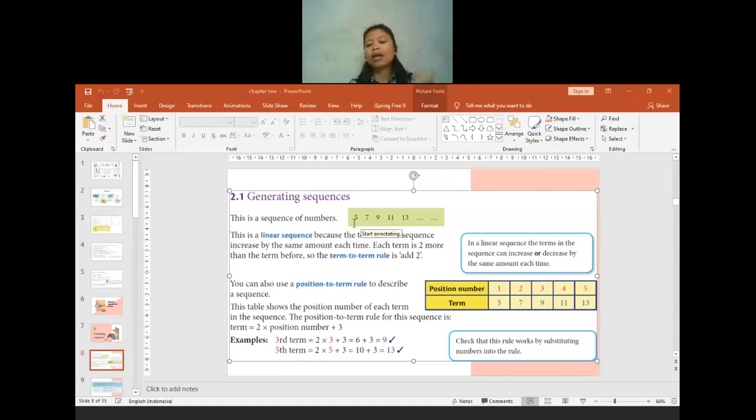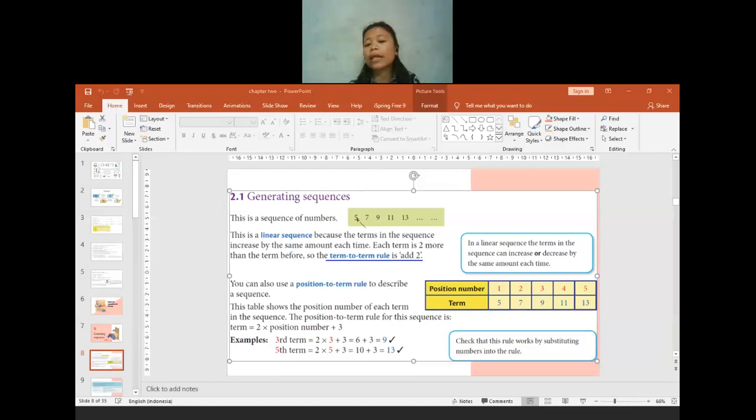The numbers change because we add 2. The way the numbers change from one number to the next, we call the term to term rule. From 5 to 7, we add 2. From 7 to 9, we add 2. The process of adding 2, we call the term to term rule. Is there anyone who has a question? This is how the sequence moves, how the numbers move from the first to the second to the third. We call it the term to term rule.